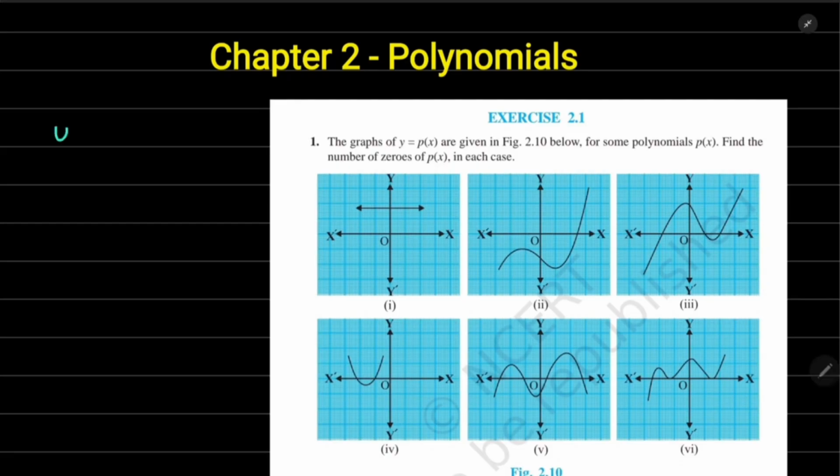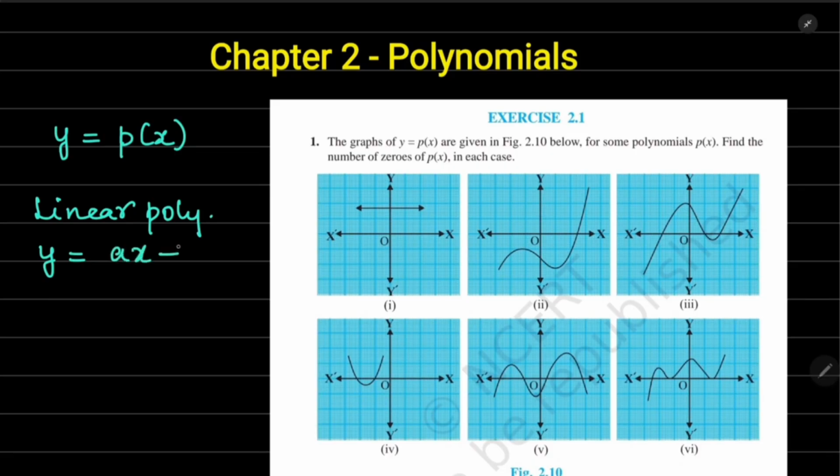Right? So here y is equal to p of x is given. What do you mean by p of x? P of x is a polynomial with variable x. Now there are different kinds of polynomial. Based on the degree, you have multiple types of polynomials. One type of polynomial is called the linear polynomial. Just an example, you can write it as y is equal to ax plus b. This is a linear polynomial.